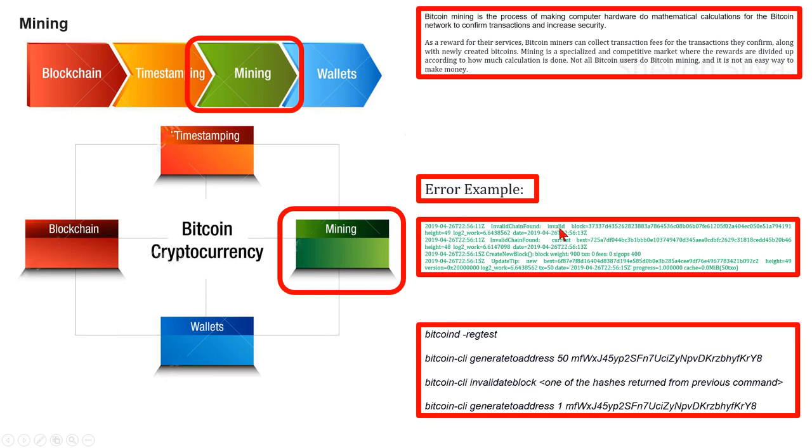Here, as an error example, you can see the error message produced from the following commands: bitcoind -regtest, bitcoin-cli generatetoaddress 50, and so on. And here you can see invalid chain found in invalid block, and height, log2 work, chainwork and date, etc.